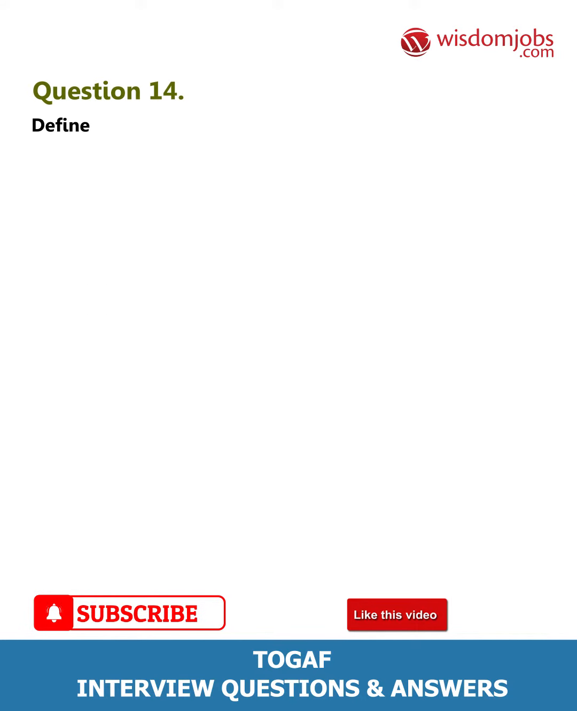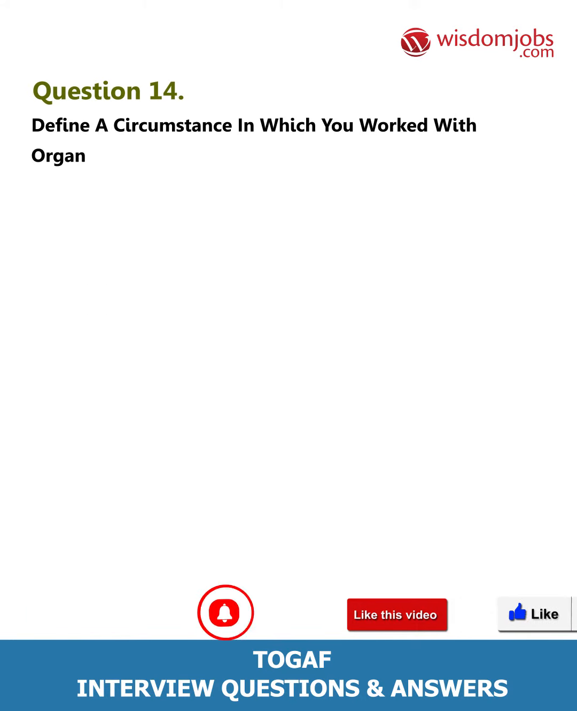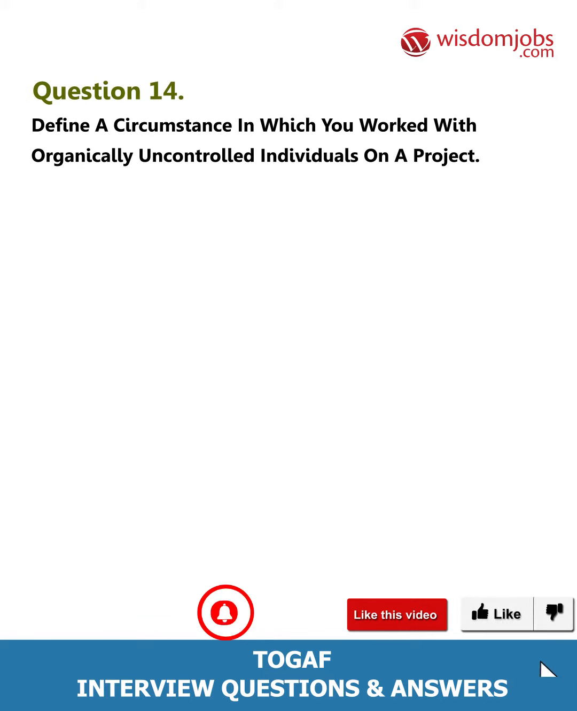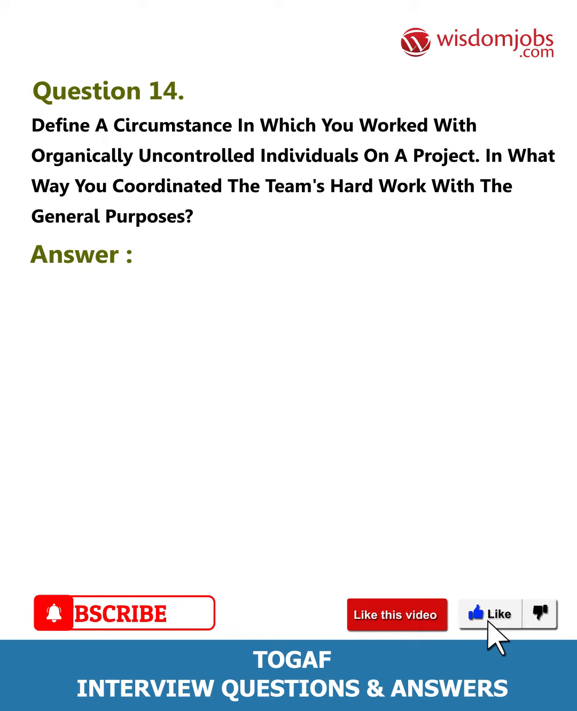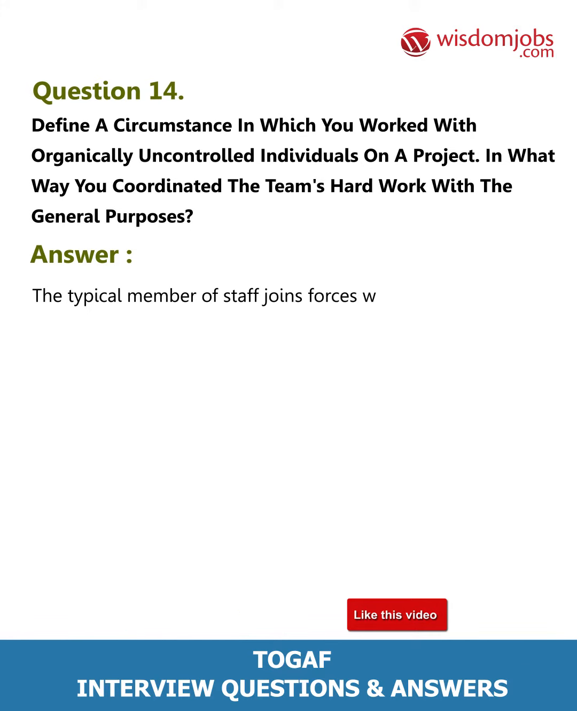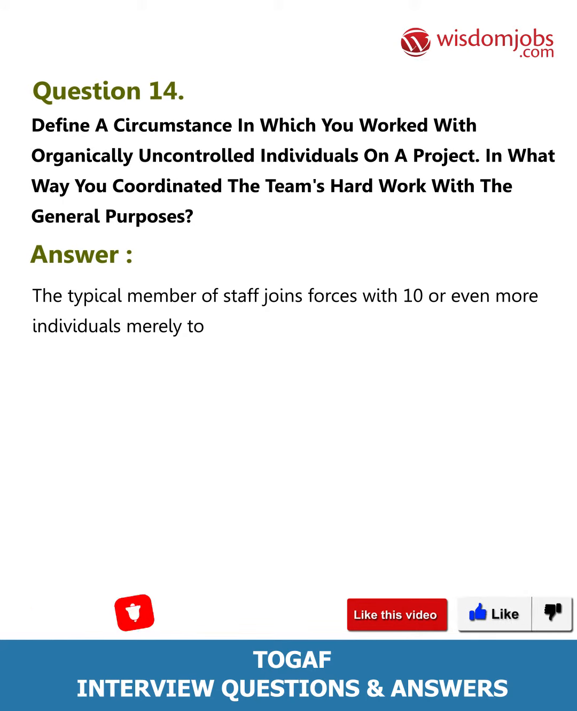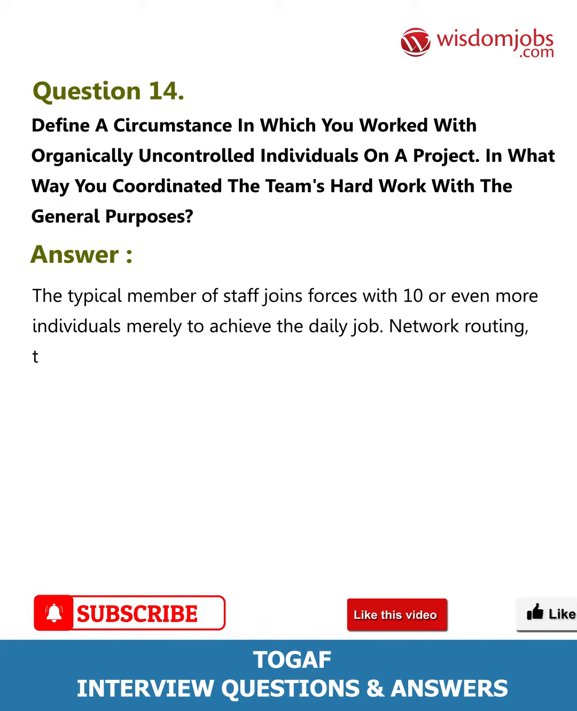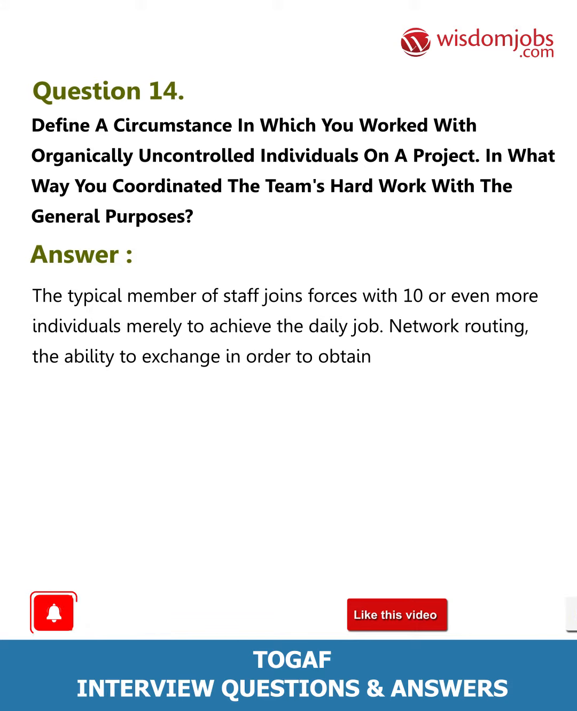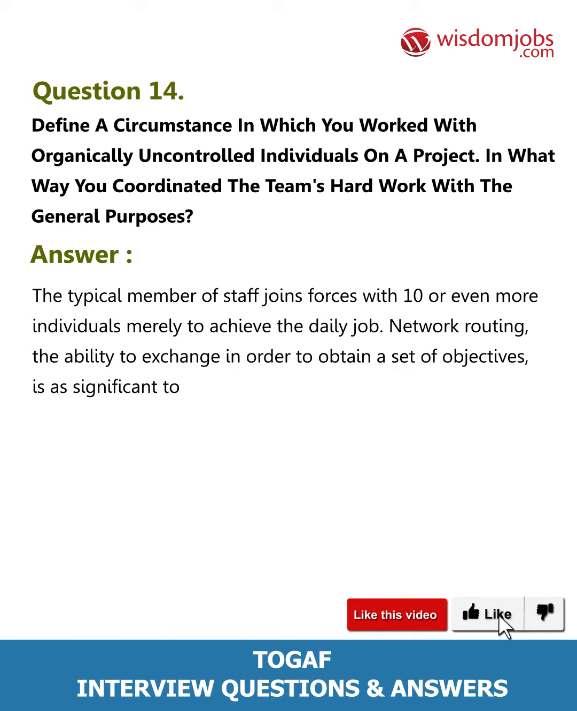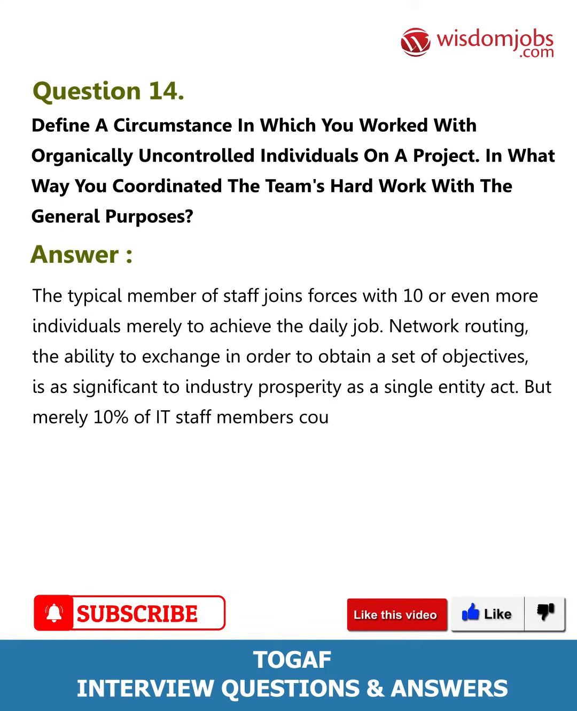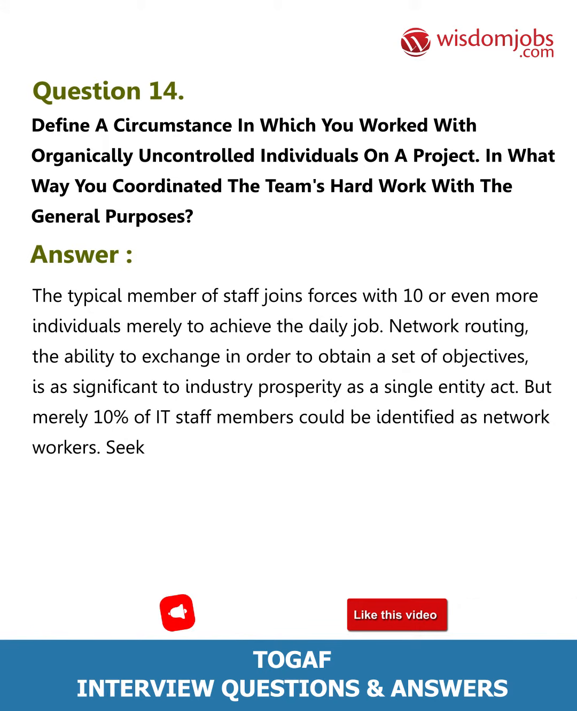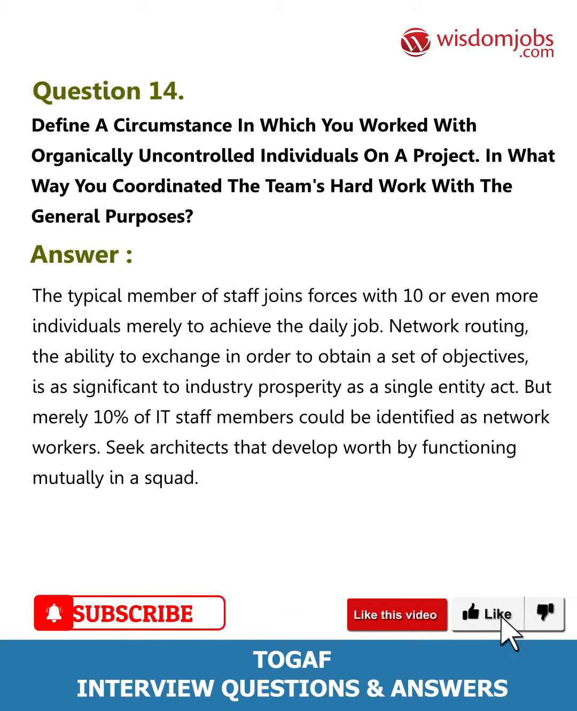Question 14. Define a circumstance in which you worked with organically uncontrolled individuals on a project. In what way did you coordinate the team's hard work with the general purposes? Answer. The typical member of staff joins forces with 10 or even more individuals merely to achieve the daily job. Network routing. The ability to exchange in order to obtain a set of objectives is as significant to industry prosperity as a single entity act, but merely 10% of IT staff members could be identified as network workers. Seek architects that develop worth by functioning mutually in a squad.